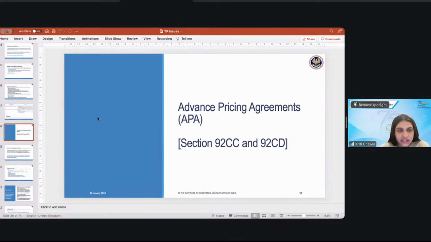So if these conditions, what I just displayed, are met, it will provide that kind of tax certainty. So this is the form that you'll have to file for the purposes of safe harbor, that you are opting into safe harbor. And yeah, that is all.